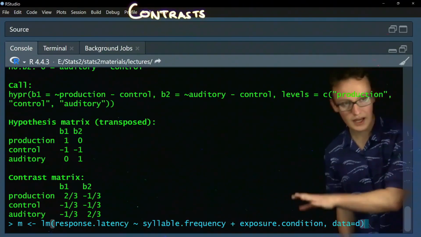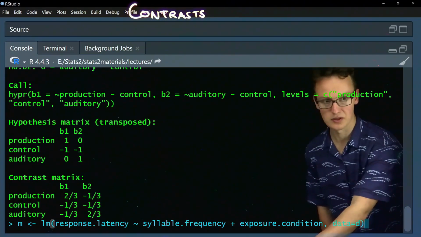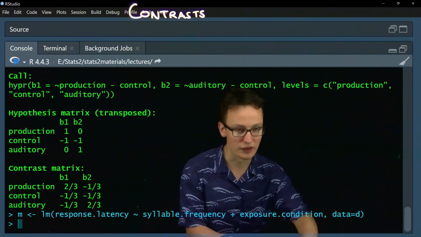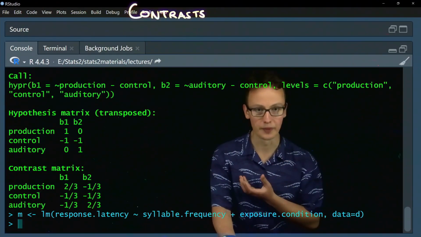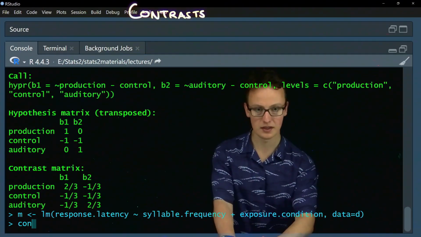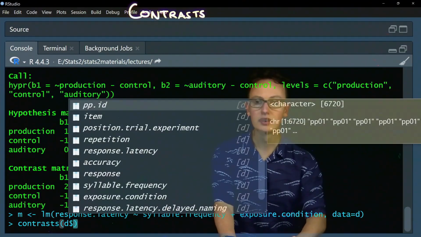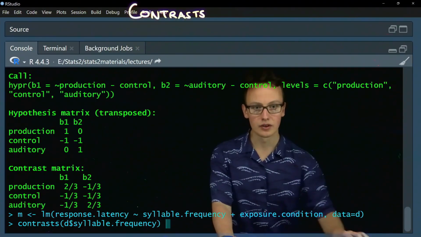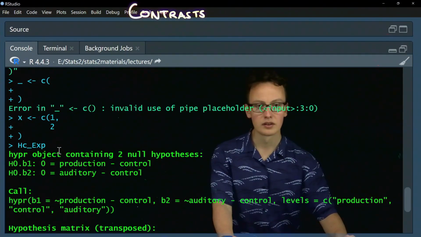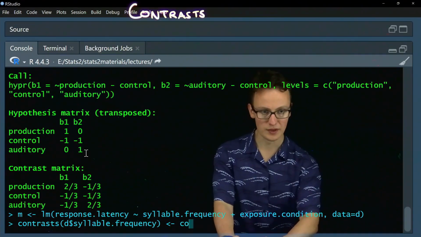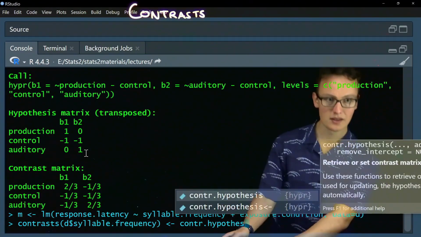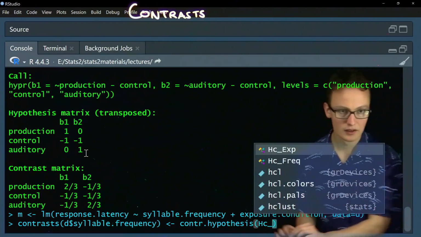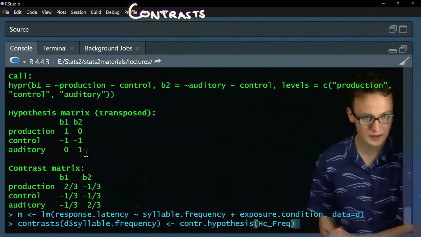Here I haven't specified the contrast yet, so this would just use dummy coding, treatment coding. But we actually want to refit this model using the contrast coding that we have computed here. So let's say contrasts of d syllable frequency should be equal to our contrast matrix. We could use the command that we saw previously, contr.hypothesis, and feed it the object we've created with hypr, hc frac, that is our two-level contrast.